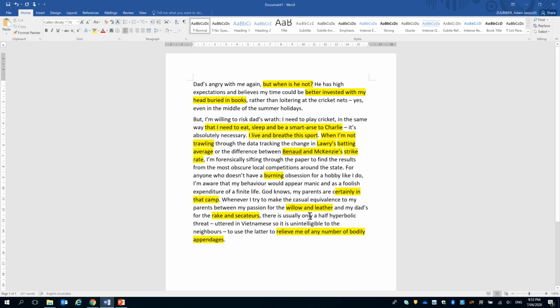if he says that. Okay, so he's reflecting there upon his relationship with his parents and how his parents are very strict disciplinarians. And when he tries to make a comparison between how much he loves cricket and how much his father loves gardening, his parents do not respond to that very well, and they might make only a half joking threat to very seriously physically punish him for making that equivalence.